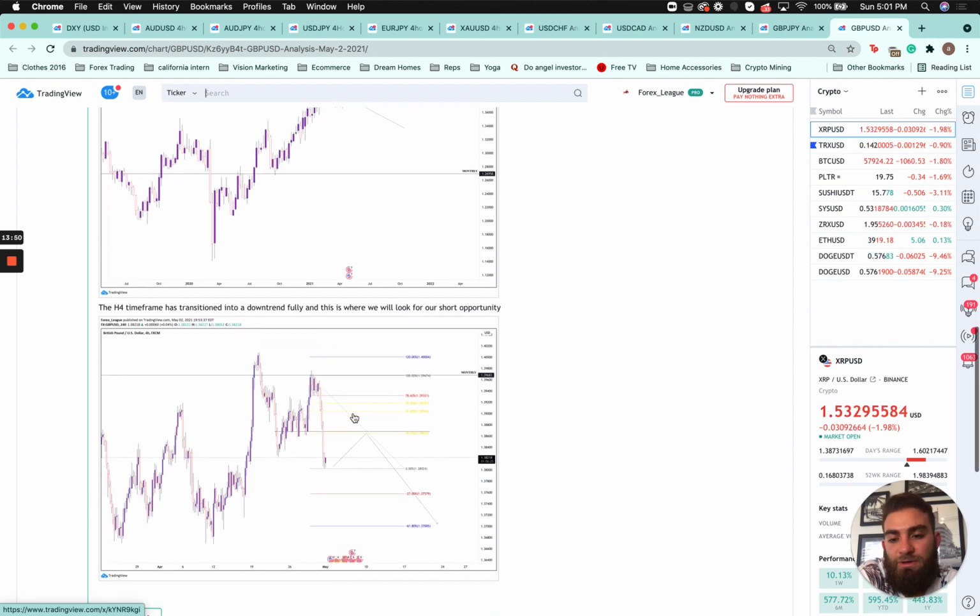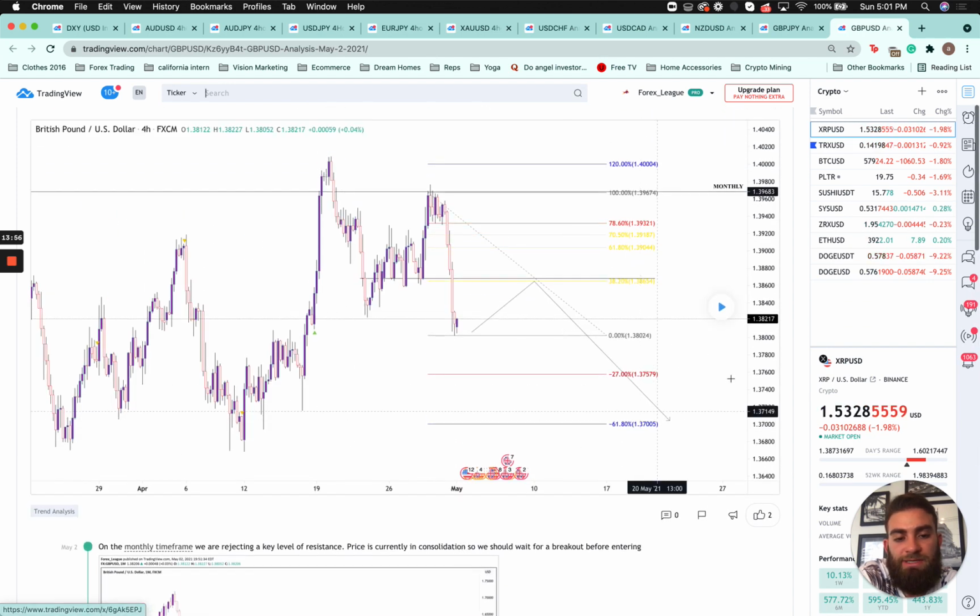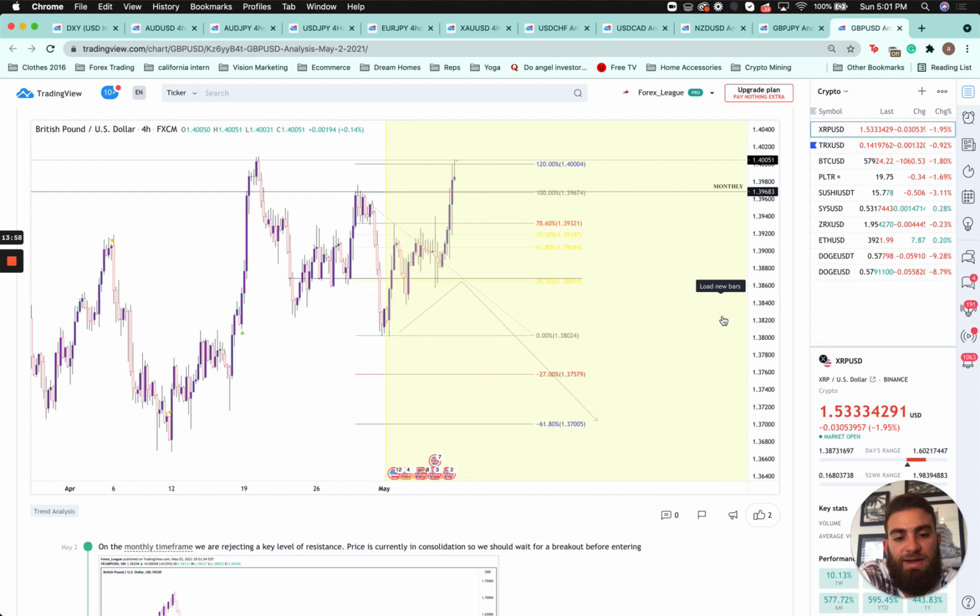And then the 4 hours showed us a transition, break of support. This is where we're now looking for shorts, as we can see here. So let's see how price reacted. We came up, never actually found resistance at the 38.2. We did find resistance here, so I would have been looking for short opportunities in this area.